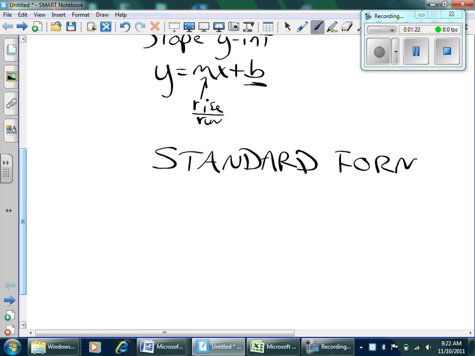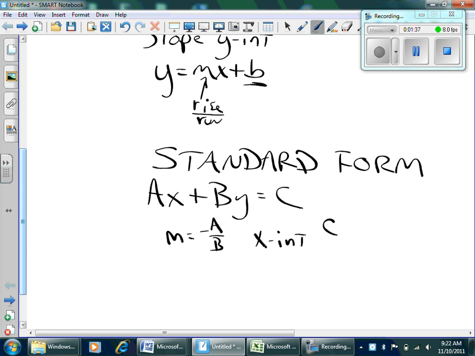When we were in standard form, we know that is ax plus by equals c. When we're in that form, the slope can be found by doing negative a over b. We know the x-intercept is found by doing c over a. And then the y-intercept is found by doing c divided by b. Of course, in the x-intercept, it is assumed that the y-coordinate is 0. And on the y-intercept, it is assumed that the x-coordinate is 0. We also remember that for standard form, our a coefficient must be positive.